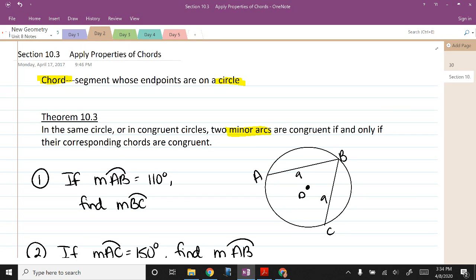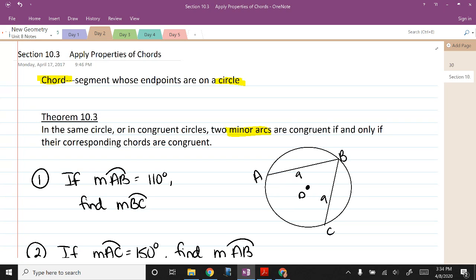In the same circle or in two congruent circles, two minor arcs are congruent if and only if their corresponding chords are congruent. So if you see this picture right here in this example, AB has 9 units and BC has 9 units. So those segments are congruent. Those chords are congruent. So that means that their arcs are also congruent.